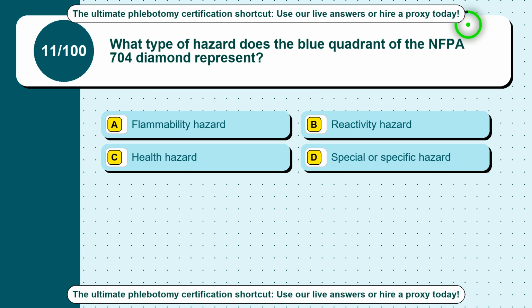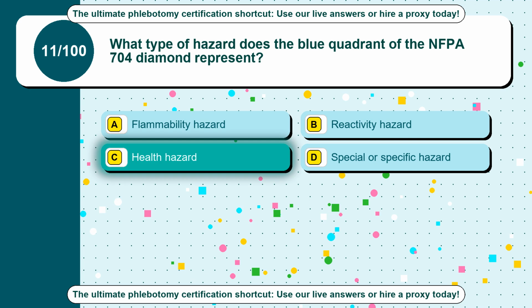Question 11. What type of hazard does the blue quadrant of the NFPA 704 diamond represent? Option A. Flammability hazard. Option B. Reactivity hazard. Option C. Health hazard. Option D. Special or specific hazard. The correct answer is option C.